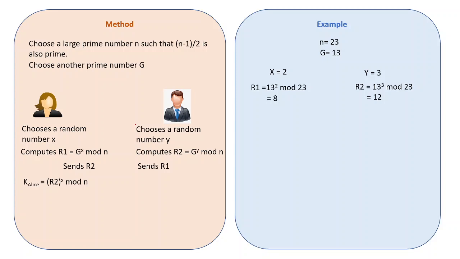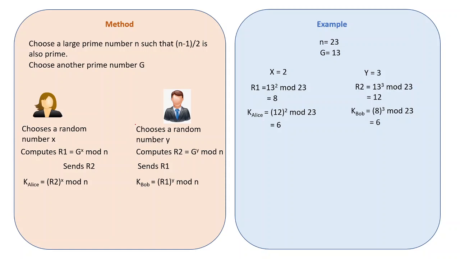And Bob also computes. Okay, before we see what Bob computes, let's see what Alice has computed. As per our example, Alice has computed 12 square mod 23, or 144 mod 23, which equals 6. Similarly, Bob also computes his key as R1 to the power y mod n, which in our example is 8 cube mod 23, or 512 mod 23, which equals 6. And they get the symmetric key, or the symmetric key is generated.